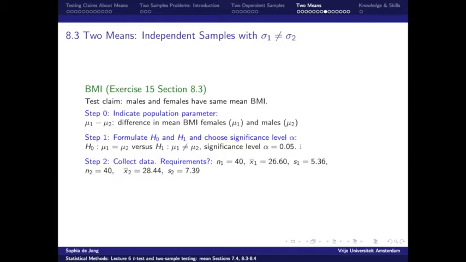We have a look at the data. We have 40 females and 40 males in this case, and we know the means of both samples and the sample standard deviations. We now check the requirements. We assume that these samples are independent and that sigma 1 is unequal to sigma 2 because the sample standard deviation here is 5.36 and the sample standard deviation here is 7.39. It's not reasonable to assume that these population standard deviations are equal. Furthermore, we see that both samples are large enough. They both contain 40 data values. So now we can go to step 3.